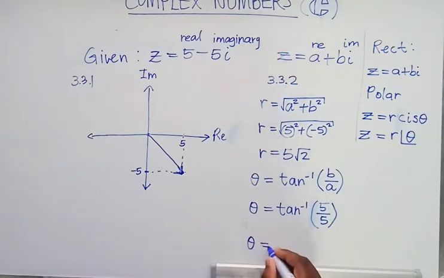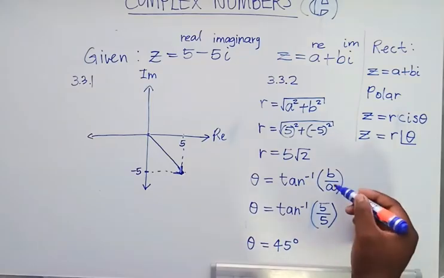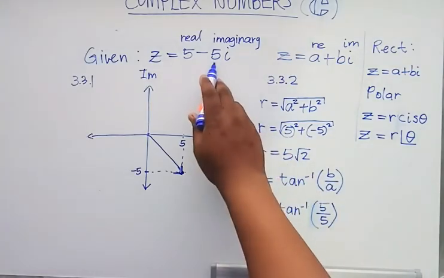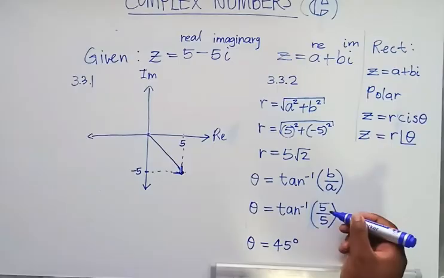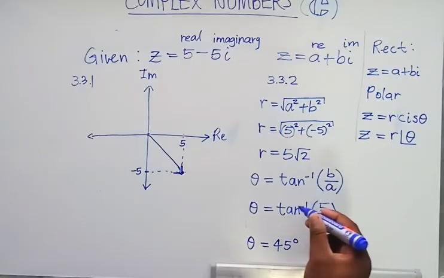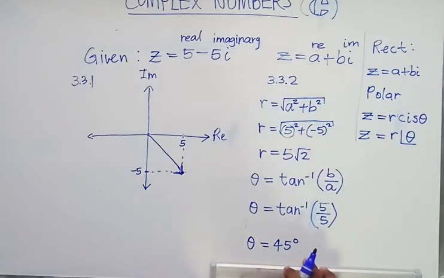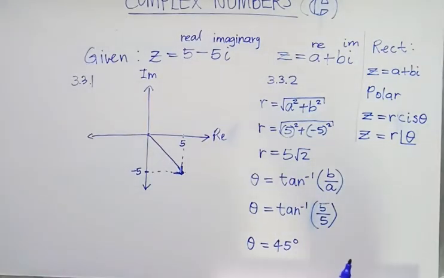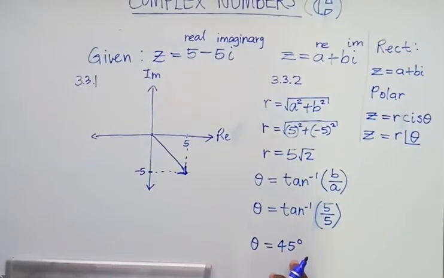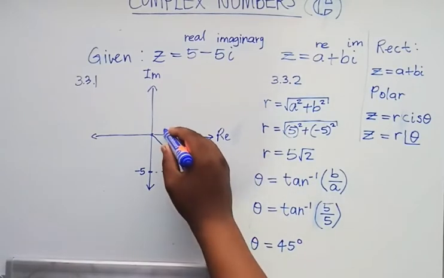Which makes our angle 45. So the answer to arctan of B over A, remember B is negative 5, A is 5, so 5 over 5 is 1. The arctan of 1 is 45. But guys, remember, this is not the actual angle. This is called the reference angle. This is the angle that is located in the first quadrant.